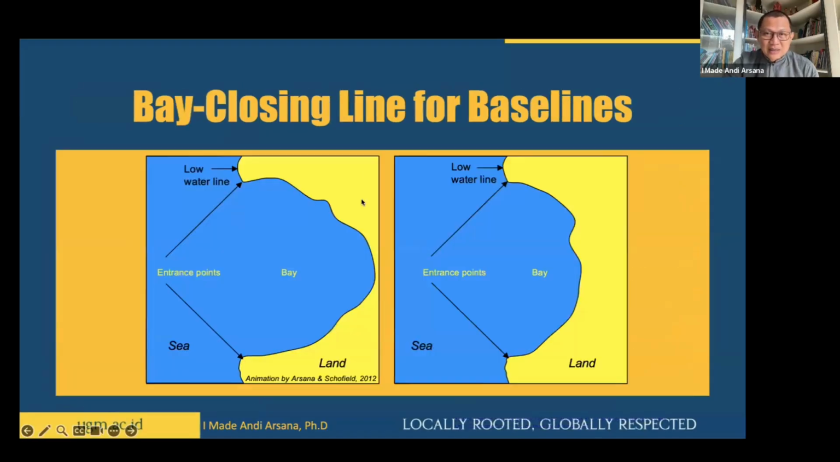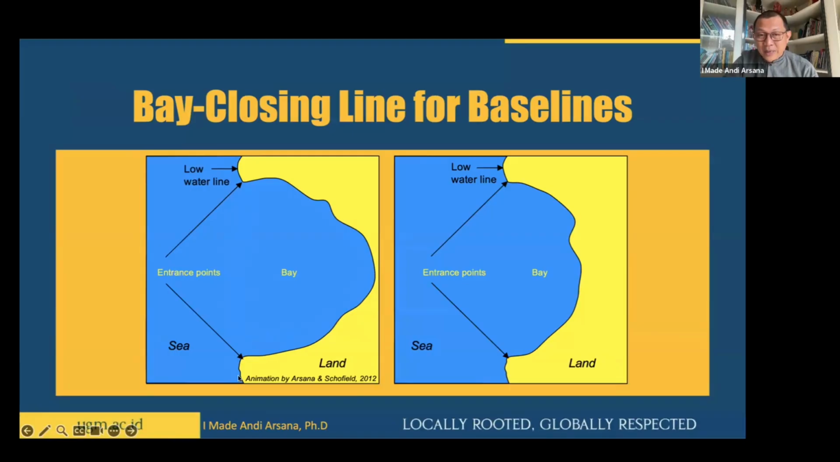Now, the third one is the bay closing line for baselines, or actually the line that is closing the mouth of bays. If you have bays like this or teluk like this, in theory or by the law, it is possible for you to close this mouth of bays. So then you will consider this as your internal waters or perairan pedalaman. And then the starting point to measure the territorial sea is actually not from this normal baseline. Instead, it is from a straight baseline like this.